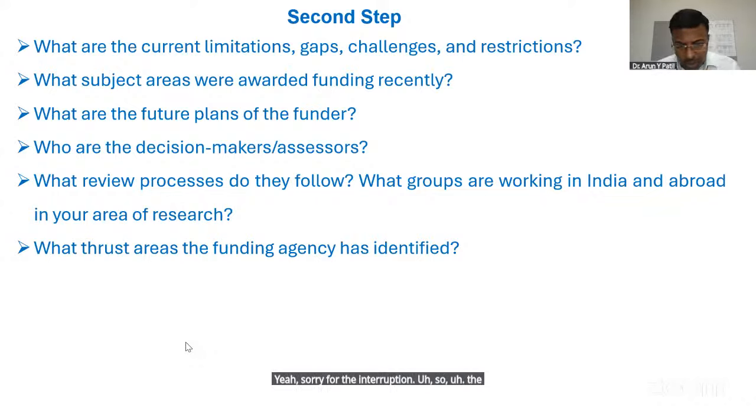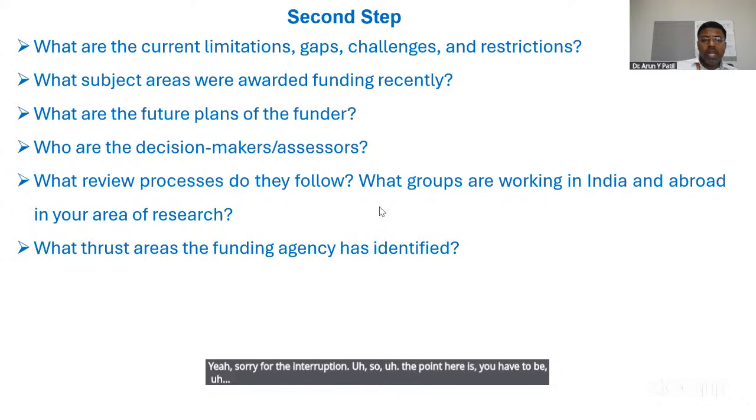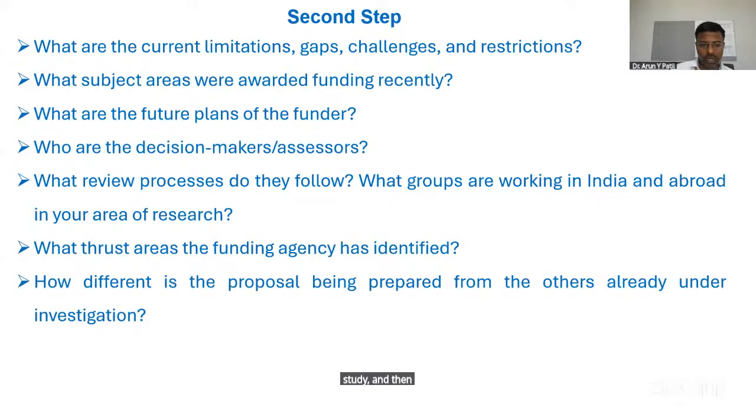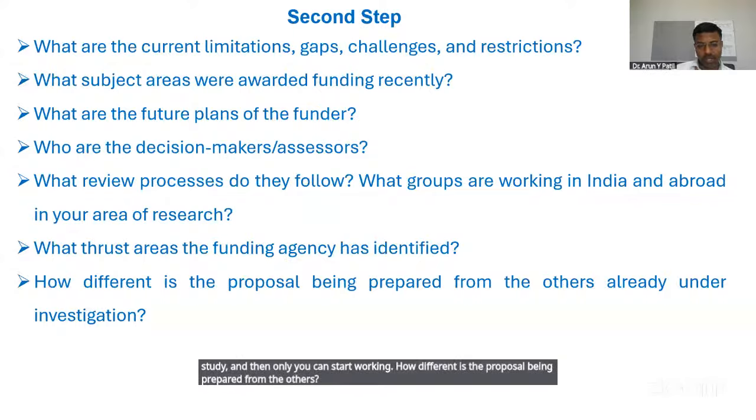The point here is you have to thoroughly do a background study before you jump into any funding proposal drafting. So you have to do a thorough background study and only then start working. How different is the proposal being prepared from the others already under investigation?